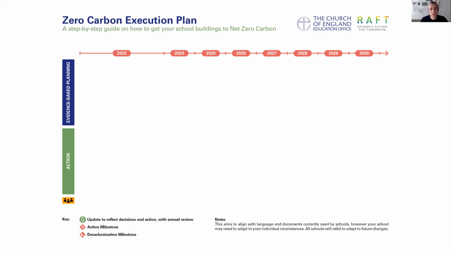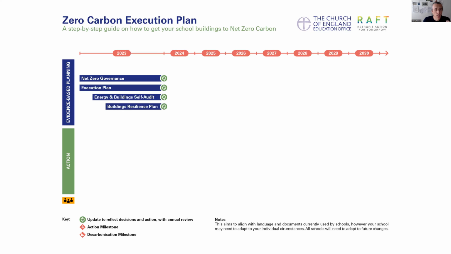And because lots of the documents have different names, we decided to make this more generic rather than referring to very specific documents, also to try and keep the whole page as simple as possible. So here we have the four key documents and processes that we feel should be in place. There's the net zero governance, the execution plan, the energy and building self-audit, and the buildings resilience plan.